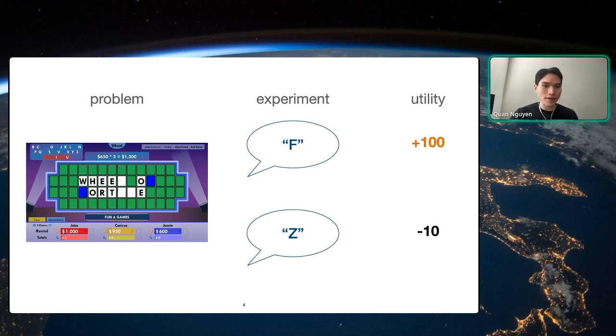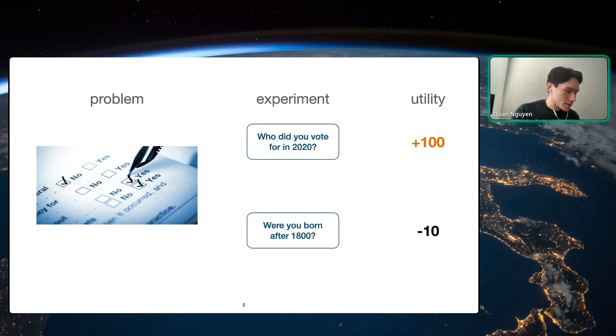So this is all to say that in this particular example of Wheel of Fortune, there are good actions to take, good experiments to perform, and bad experiments to perform. And this is the same thing for the other example too. If you're designing a survey where you are interested in learning about the political leanings of the participants of your survey, then there are good questions that you can include in the survey, such as who did the participant vote for in some particular election year, which will allow you to gain a lot of information about the participants.